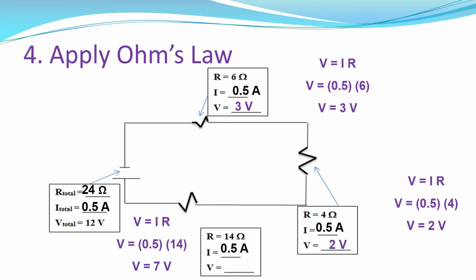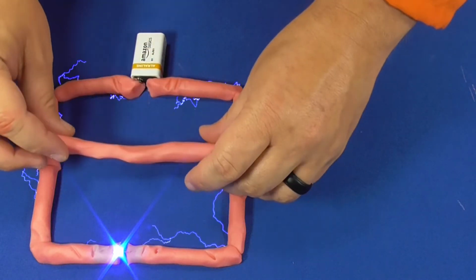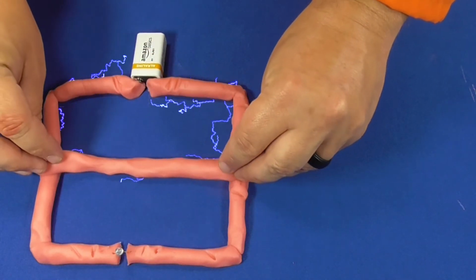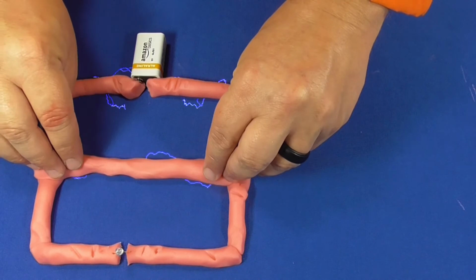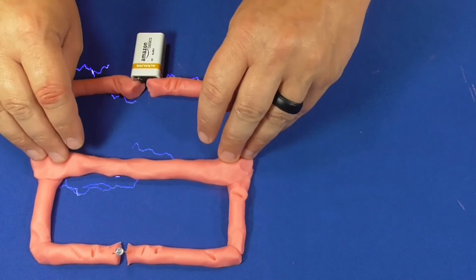I can even double check my work. 7 plus 3 plus 2 equals 12 volts. Electrons travel through a path of least resistance. So if I add a line of Play-Doh here, the electrons will go through it instead of the LED.